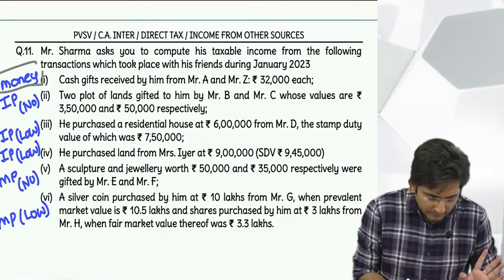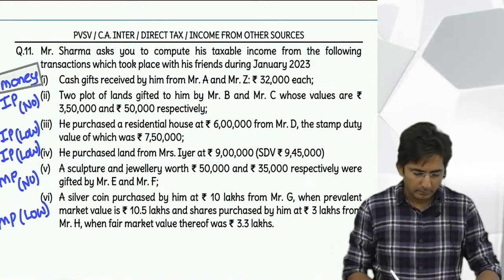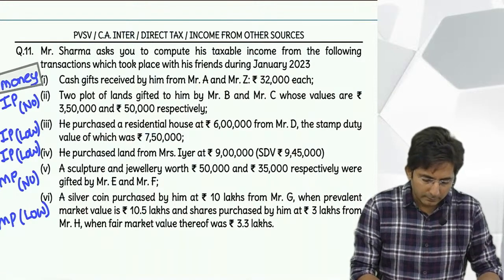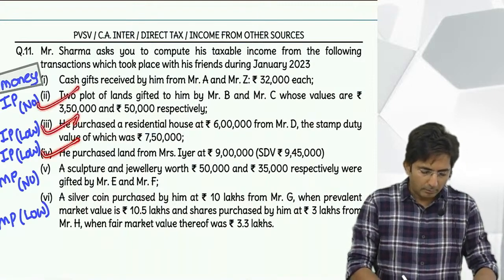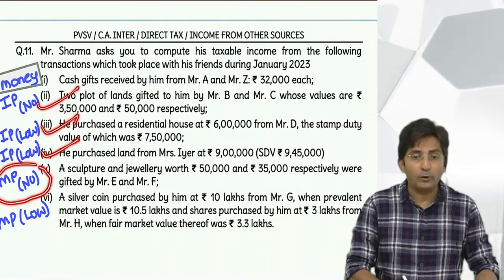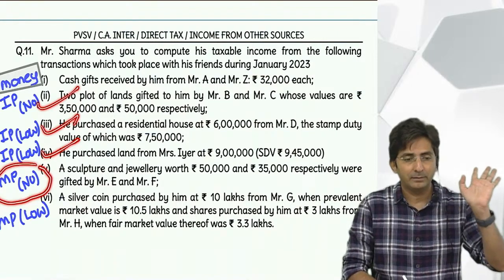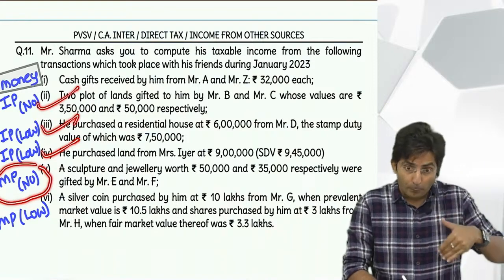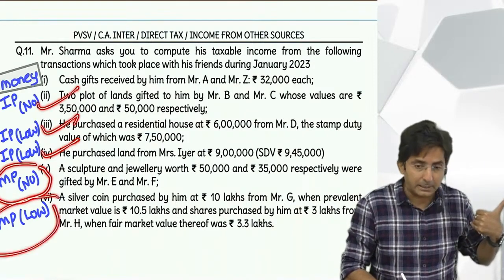So this remains separate, okay? Then, this will anyways remain separate. Okay, now, tell me, movable property, what is the rule for aggregation? All no price aggregate. And low price, separate aggregation. So this will be separate, this will be separate.